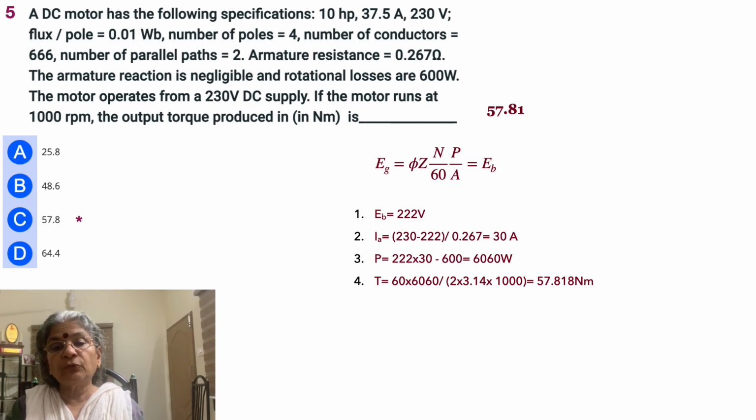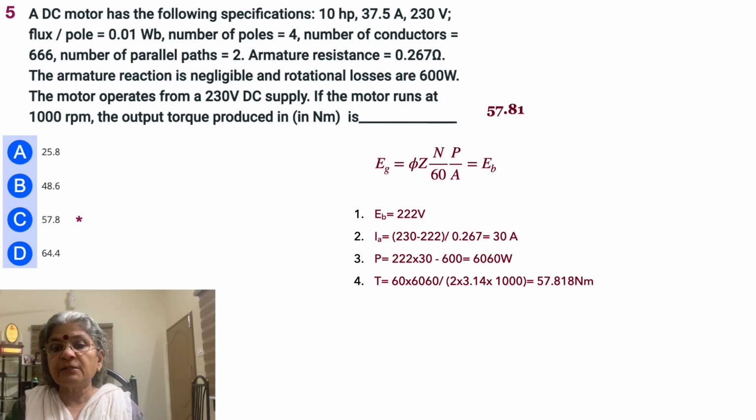Okay, so let's start from the very beginning. What we have? We have EB. Okay, because we have been given so many things. Phi is given, Z is given. So we start with EB. Okay, because all these things are given. So what is EB? EB is given as equal to phi Z N by 60 into P by A. Substitute for everything, you get it as equal to 222 volt.